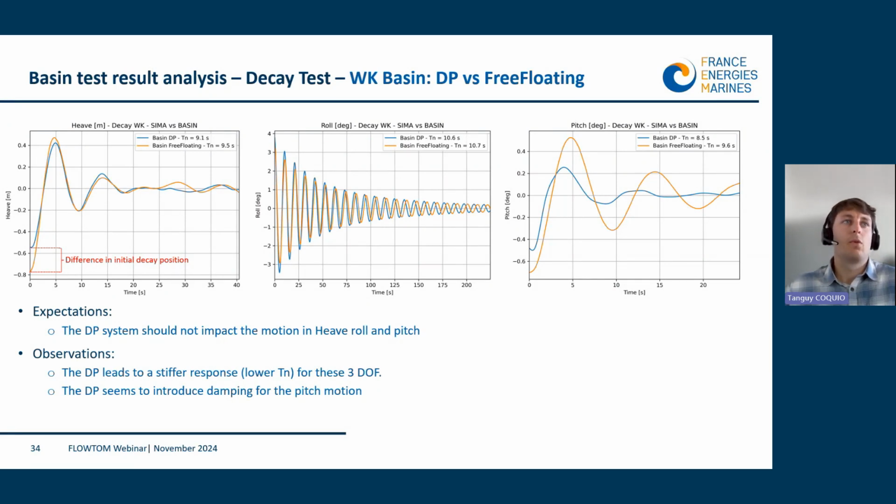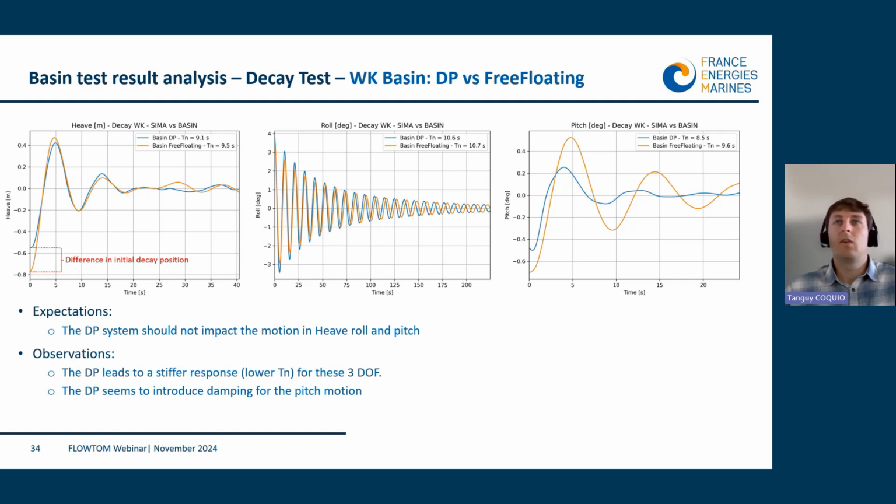Point of attention is that the decay tests were performed using a long stick in the basin, and this is why the initial state of the decay is not the same for each test, because it was difficult to reproduce the exact same test with the decay. So this is what is displayed in red here: difference in initial decay position. This is something to keep in mind when you look at two curves that are put together.